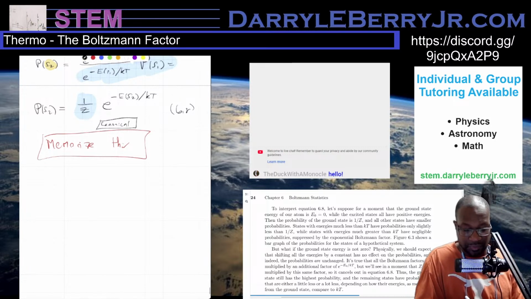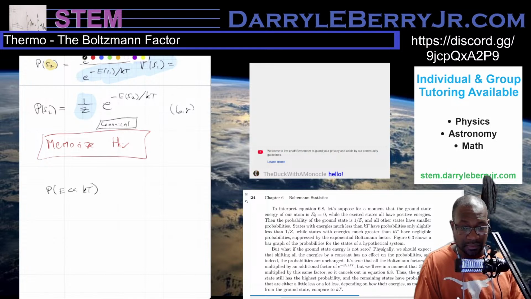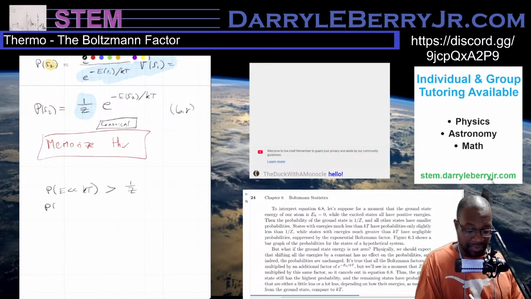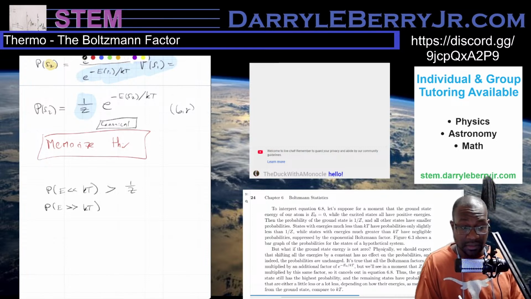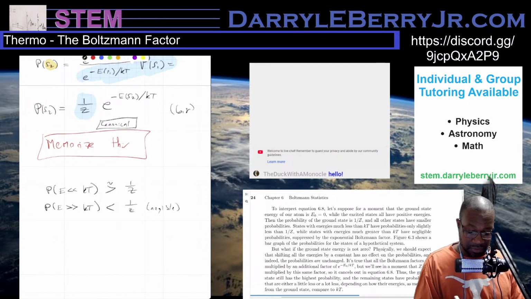So let me write this. The probability of states with energy less than KT is close to 1 over Z, and the probability of states with energies much greater than KT is much less than 1 over Z, or negligible.